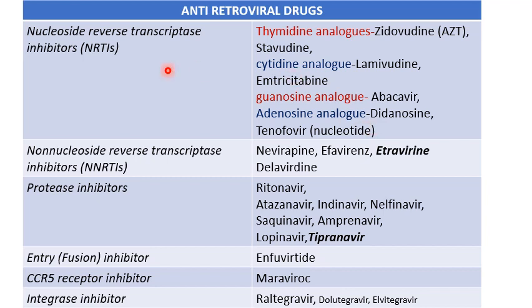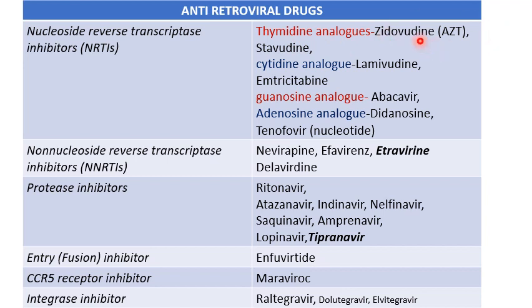So we have various antiretroviral drugs. They can be classified into nucleoside reverse transcriptase inhibitors. Nucleoside means it is a purine or pyrimidine derivative without the phosphate group. So nucleoside reverse transcriptase inhibitors, NRTIs. You have thymidine analogs, cytidine analogs, guanosine analogs, and adenosine analogs. Thymidine analogs are zidovudine, stavudine.